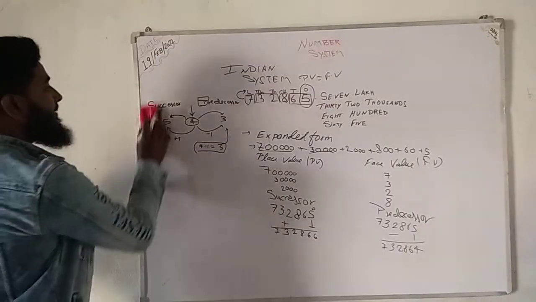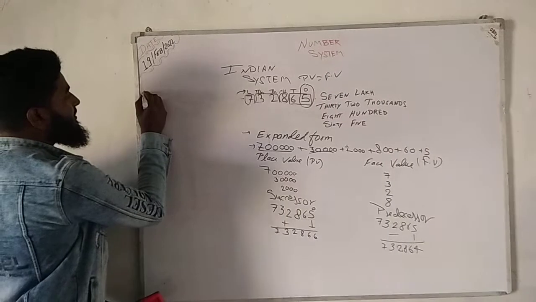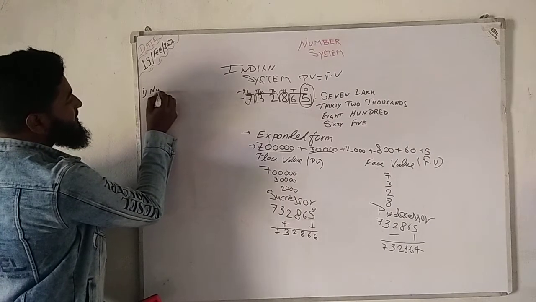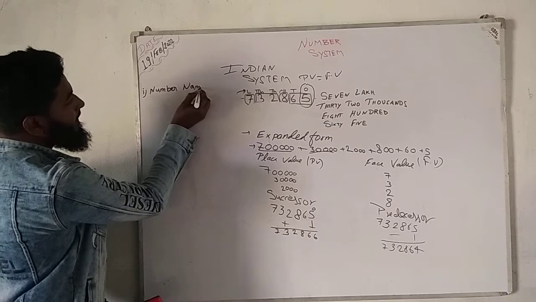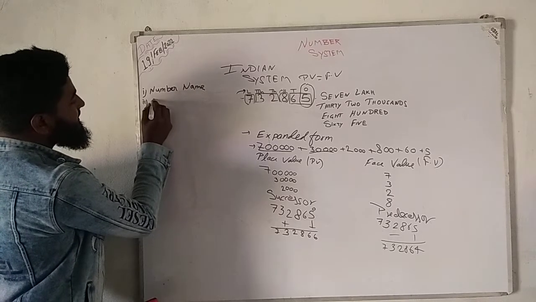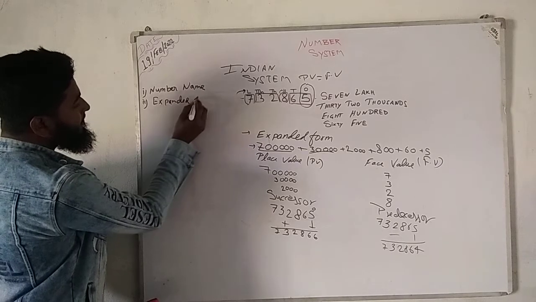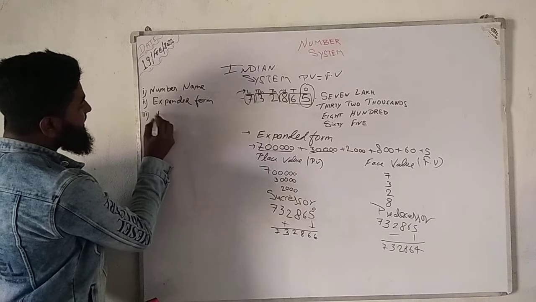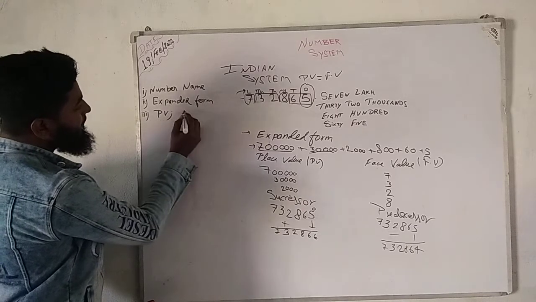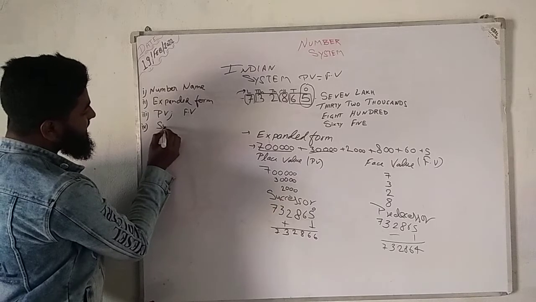Okay, so what have we dealt with till now? The first topic which we dealt with is number name. Now the second topic is expanded form. The third topic is place value and face value. Now the fourth is successor and predecessor.